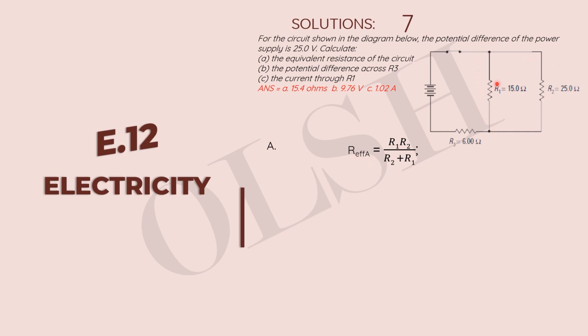That's R effective A. To find that, we use, of course, the formula I first gave for solving two resistors in parallel. So we have R1 R2 over R2 plus R1. If we bring in the values, we're going to get 375 ohms over 40 ohms, and that will give us 9.37 ohms. So what this means is the effective resistance, which is just one big resistor down here, that will replace these other two resistors in this network is 9.37 ohms.